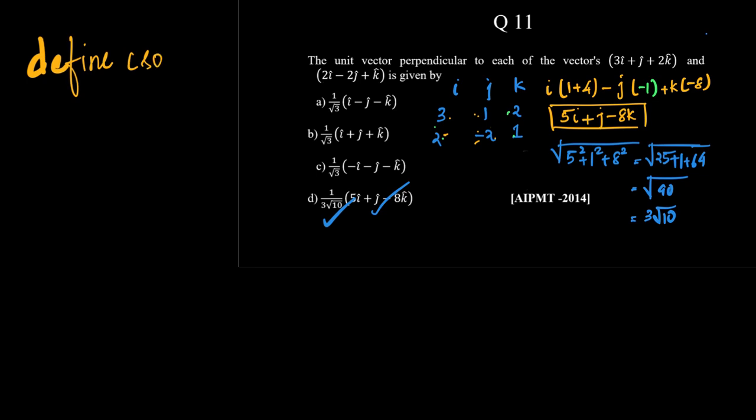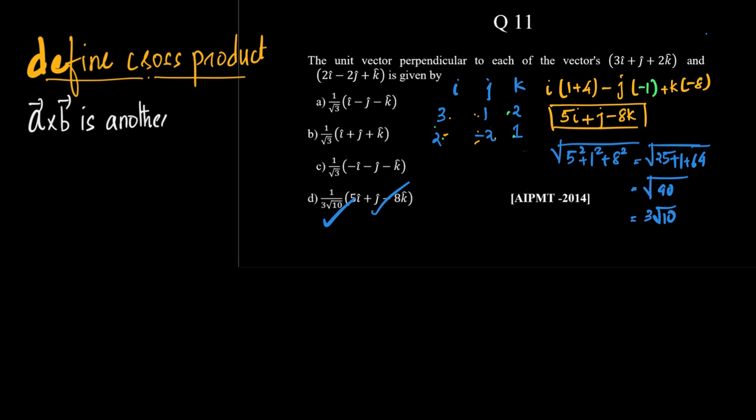define cross product. And how is that? Because we know that by definition, the cross product of two vectors, say vector A and vector B, is another vector, vector C, which is perpendicular to both vector A and vector B. So when the question asked about the unit vector perpendicular to each of the vectors, it was actually asking you to find out the cross product.